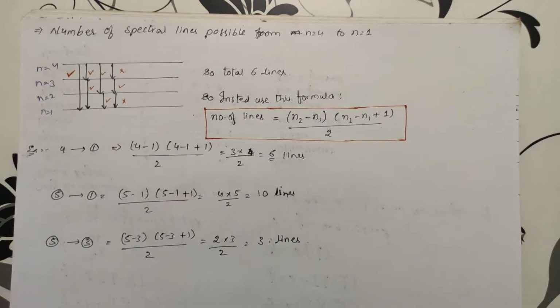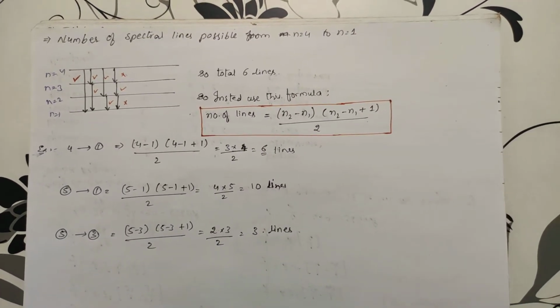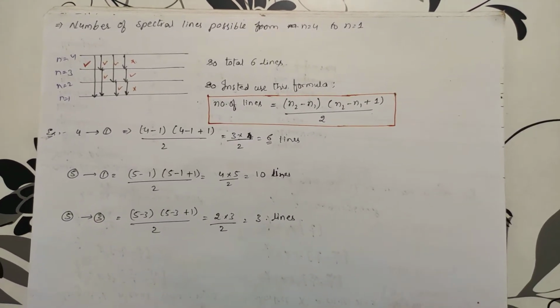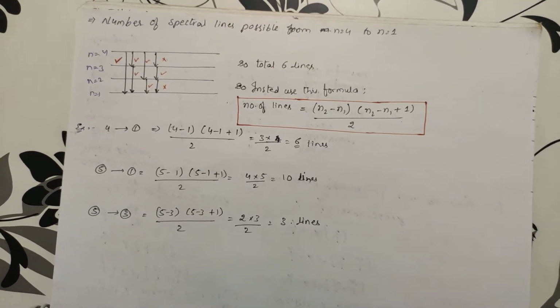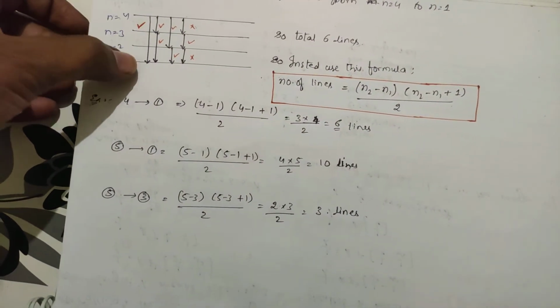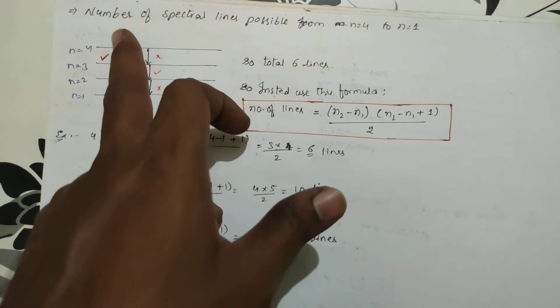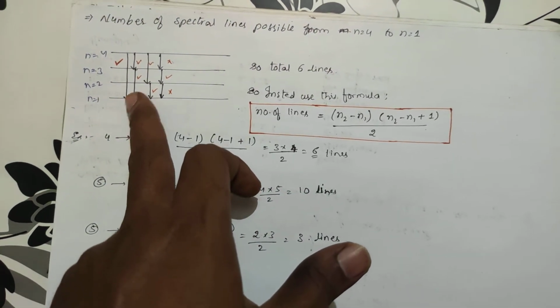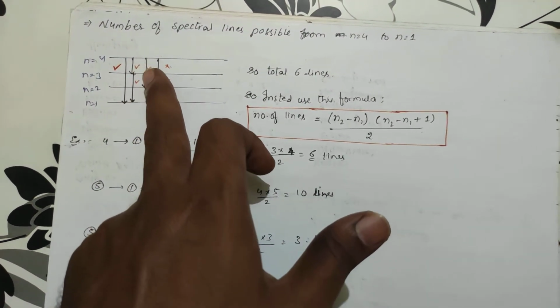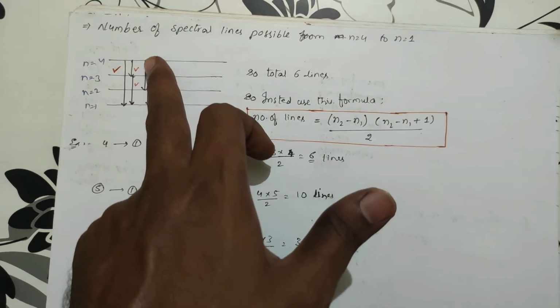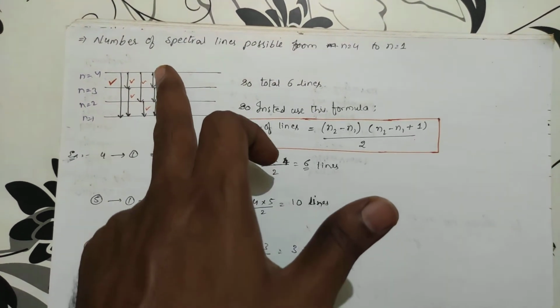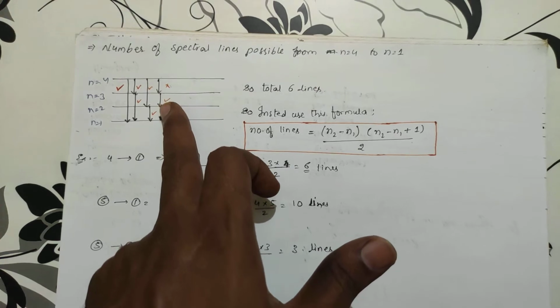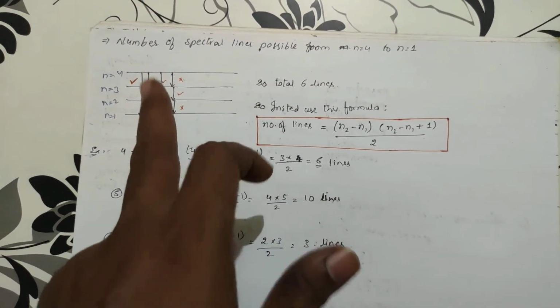And you will be having a question: the number of spectral lines that are possible from n is equal to 4 to n is equal to 1. How many lines are possible? This is one line, directly it can come from 4 to 1. Or it can come from 4 to 3 and 3 to 1. Or it can come from 4 to 2, from 2 to 1. Or it can come from 4 to 3, 3 to 2 and 2 to 1. These are the patterns of getting lines.